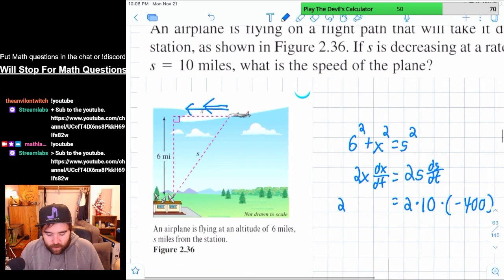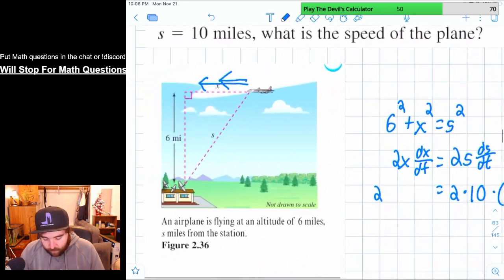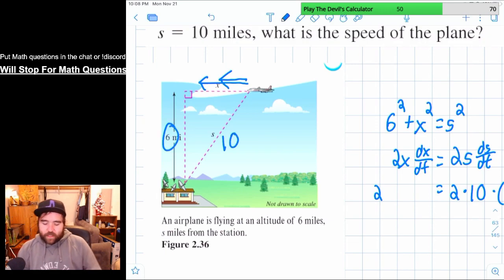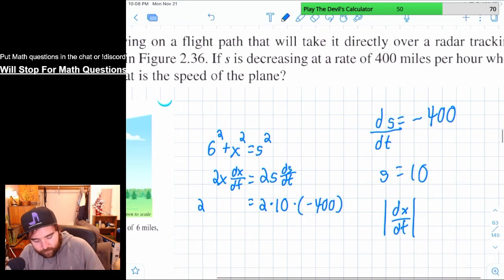Right. They don't tell us the x because we can find it. If that's 10 and we know this is 6, we can use the Pythagorean theorem to find the other side. Or triples, so that has to be an 8. So x is 8. I'll add that to the list of things we know.